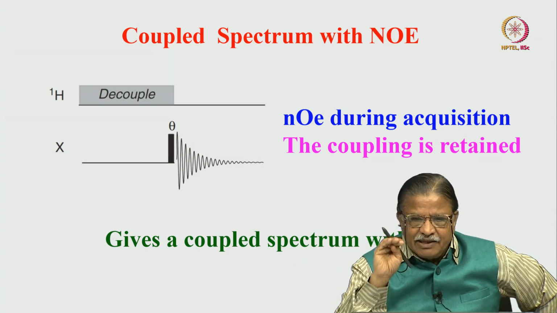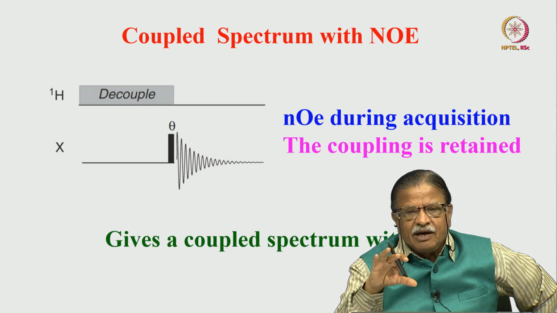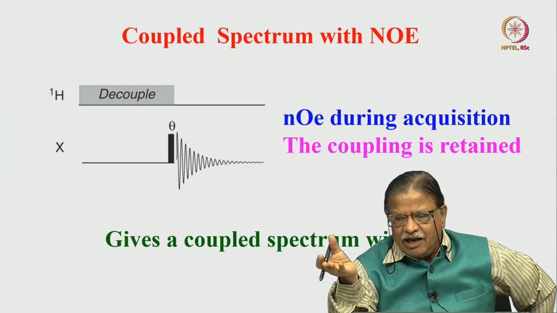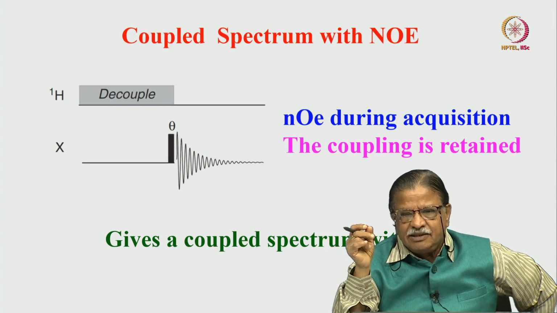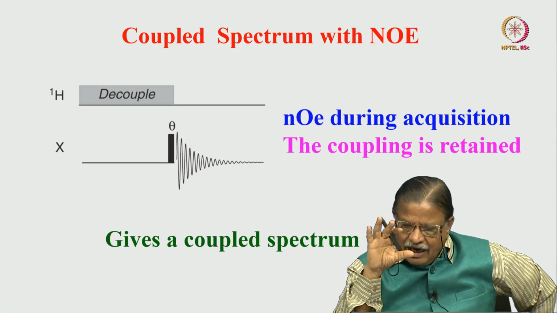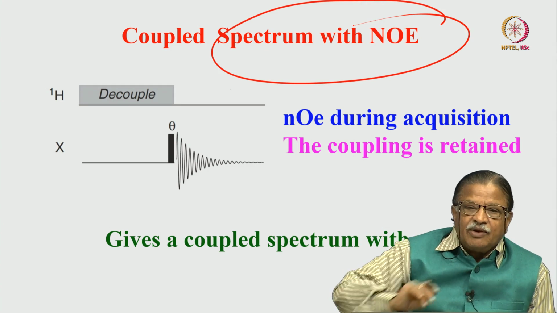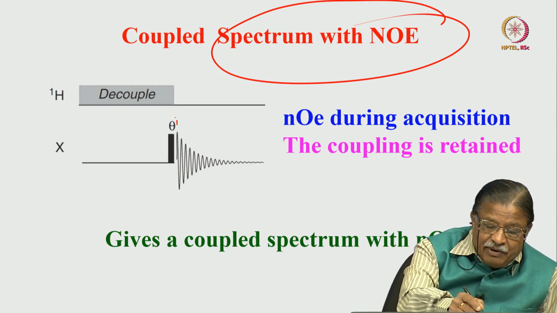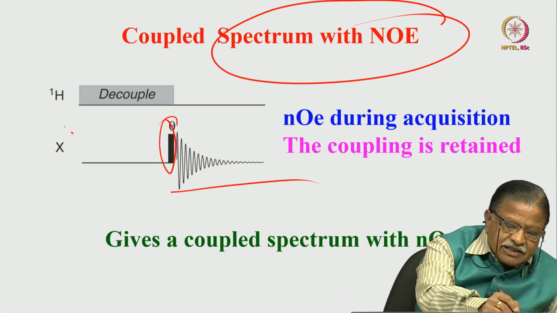But please remember, NOE is an enhancement of the signal because of decoupling of one nucleus. Then the neighboring carbon or neighboring proton will have an enhanced signal intensity. This is because of the Overhauser effect. This is called nuclear Overhauser effect. I will discuss this later. So, now I can have a coupled spectrum with NOE, meaning I am going to apply a radio frequency pulse and collect the signal on carbon 13. X is carbon 13 for me.